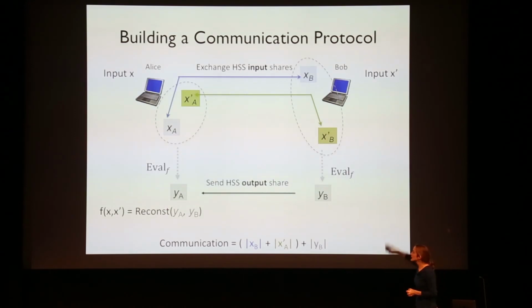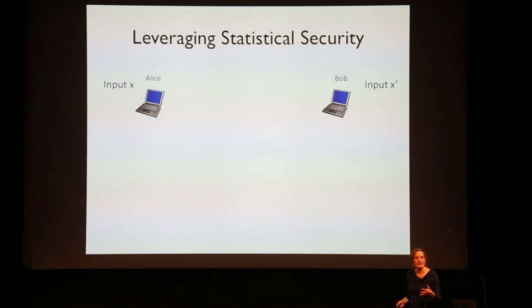Okay, but note that up till now we've only used the correctness property of HSS, and now somehow we're going to need to use the fact that there's security, and not just security, but statistical security. I want to somehow remove this first round of interaction, and I'll do it as follows.